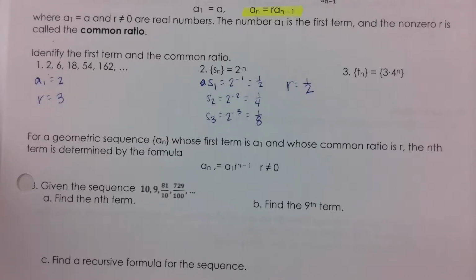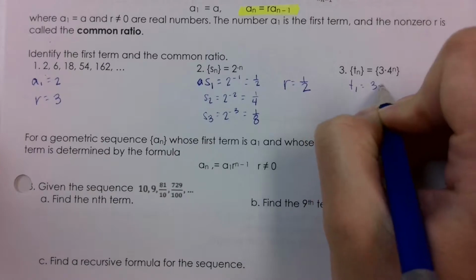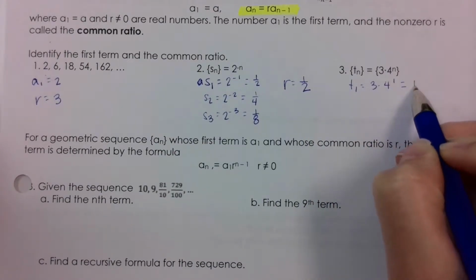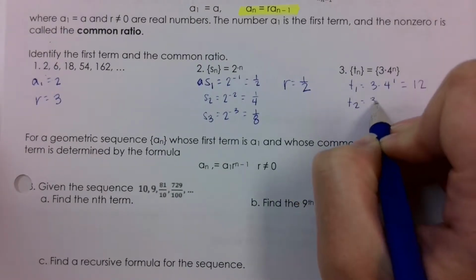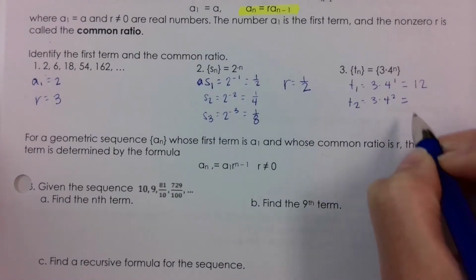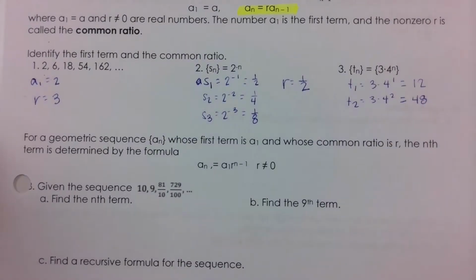Alright, so then looking at number 3. Again, they give you the rule, but they don't give you the term, so we at least need to find the first two. So if we want to do T sub 1, that's going to be 3 times 4 to the first power, which is what? 12. Then if we want to find the second term, that's going to be 3 times 4 to the second power. So that's like 3 times 16, which gives you what? I think somebody said it, 48. Is that alright?